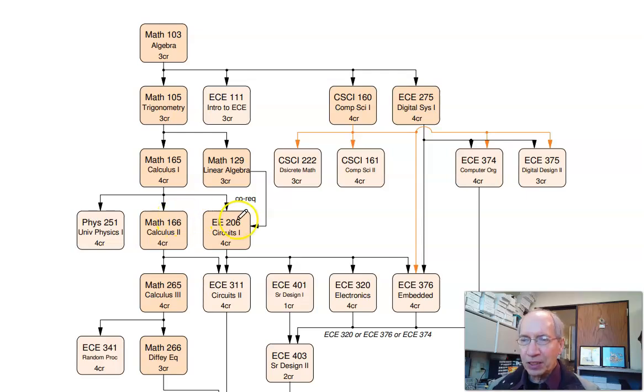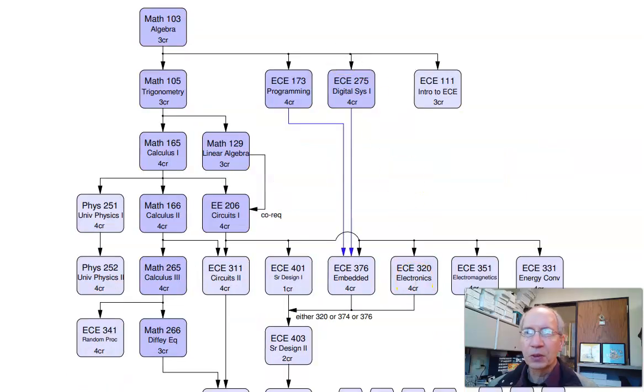At that point, you get into Circuits 1 and Circuits 2. Circuits 2 are where we introduce inductors. Those are used a couple different places. Just going over to electrical engineering, they were introduced in Circuits 2. They're used in 351 electromagnetics.